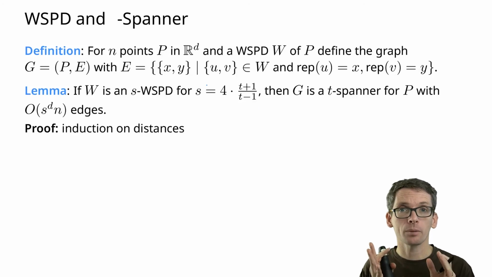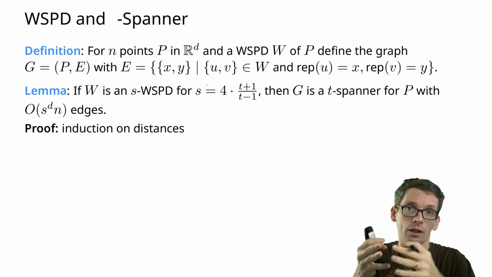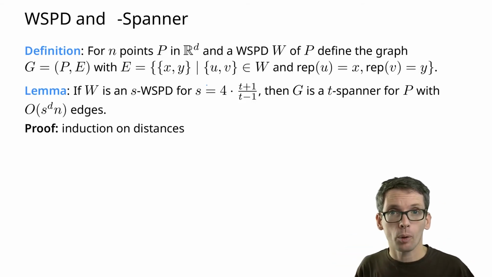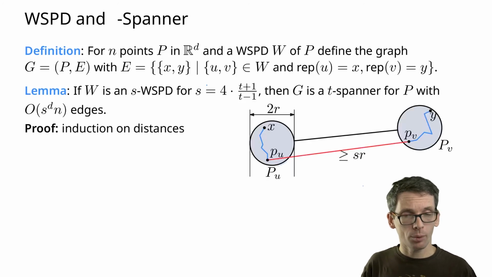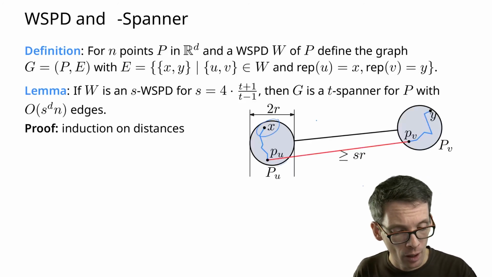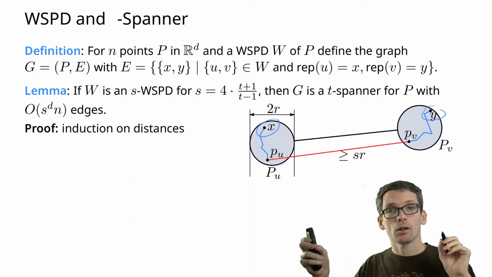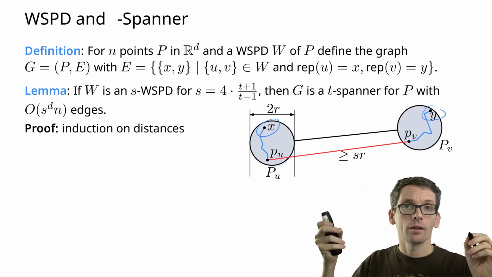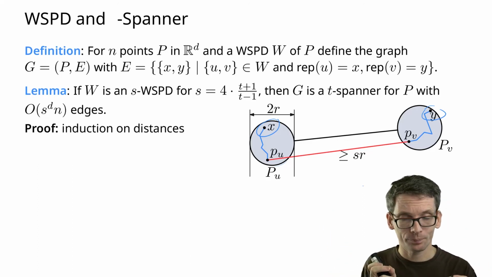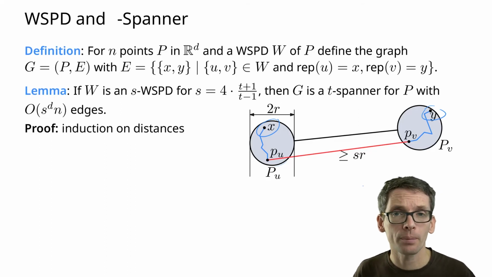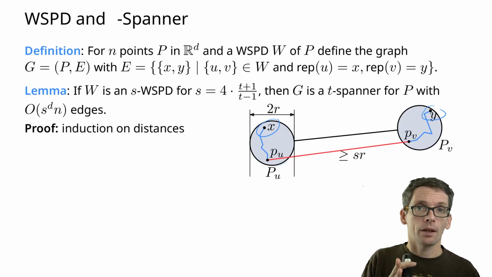We prove this by induction on the distances between pairs of points. So think of this as looking at the pairs of points in increasing distances. Let's say I have such a pair of points, x, y. Now I want to prove that there's a path between x and y in the graph such that the length of that path is at most t times the Euclidean distance between x and y. And I will prove this by explicitly constructing such a path in the following way.